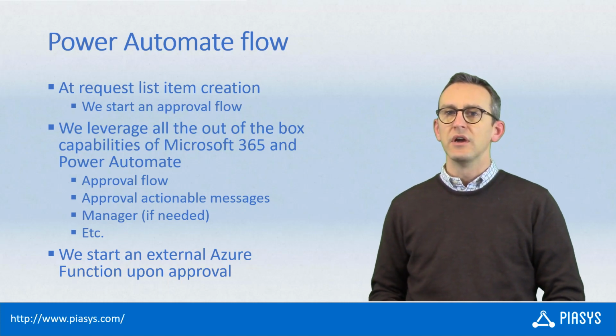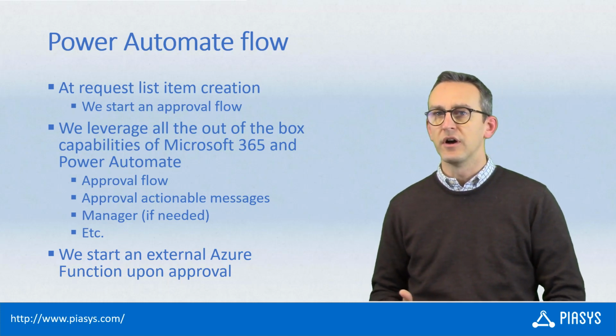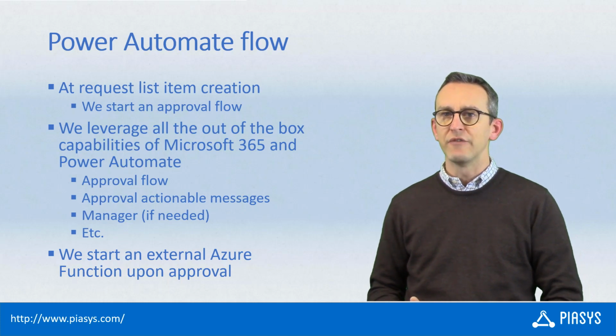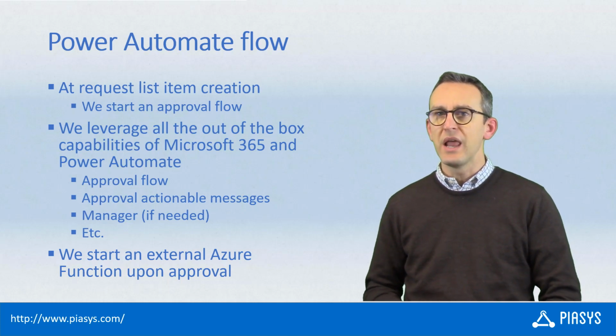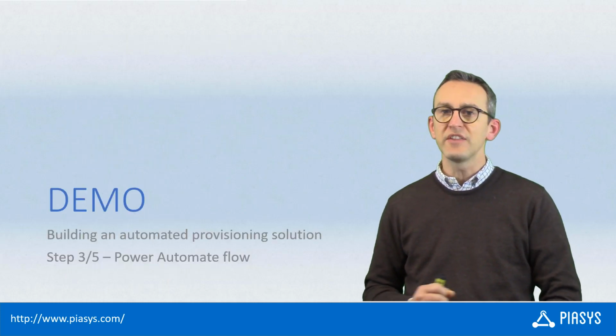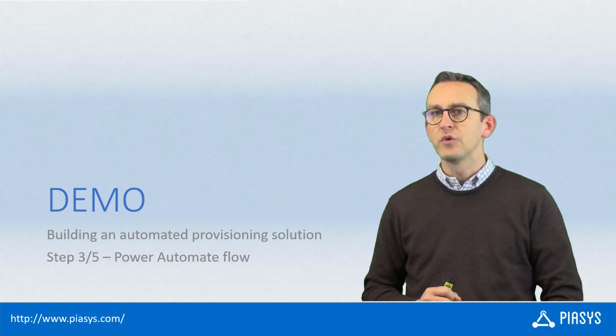We will use all the out-of-the-box capabilities of Power Automate to have the approval flow and to fire an external agent function through an HTTP request. And we will have the automated provisioning started from the flow running in Power Automate. So let's move to the demo environment and let's see how to create that flow.